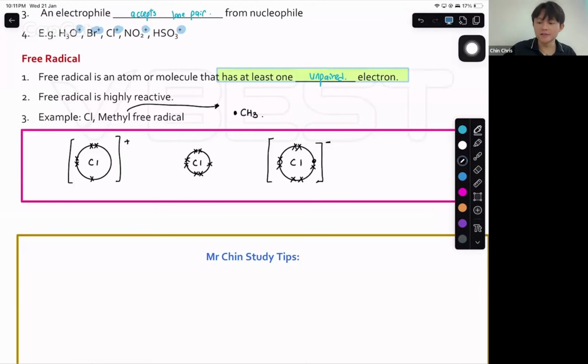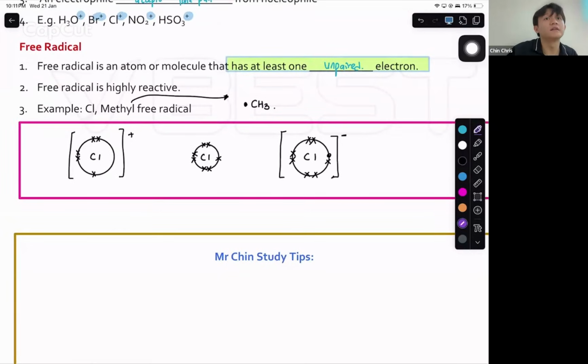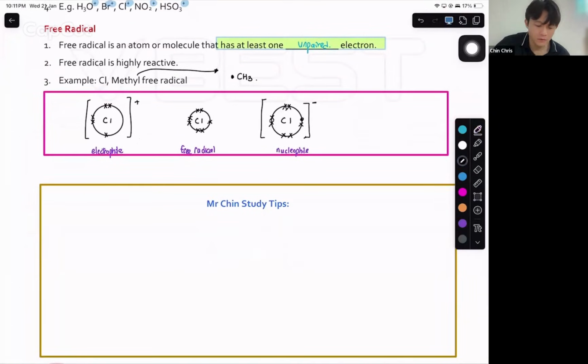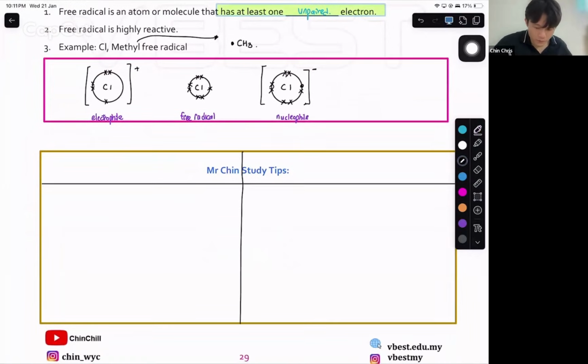All right, guys, the first one, what is it? Electrophile, correct. Second one, a free radical. Last one, nucleophile. Okay, let's look at electrophile versus nucleophile.